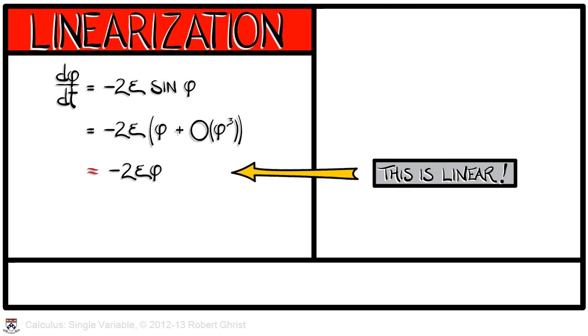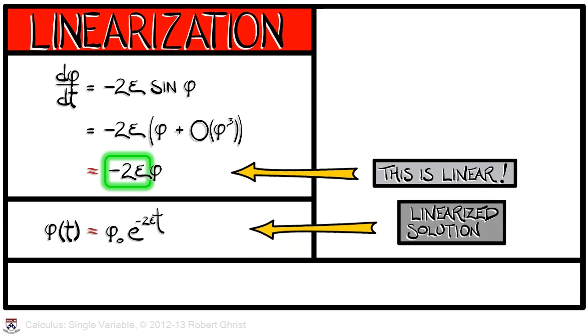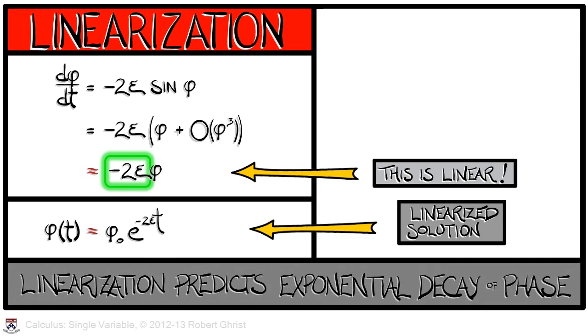Now you know and I know the solution to such an equation depends on the constant in front. And therefore, we obtain the linearized solution given by the initial condition phi naught times e to the negative 2 epsilon t. This is only an approximate solution to the original differential equation, but this approximation gives us a hint.